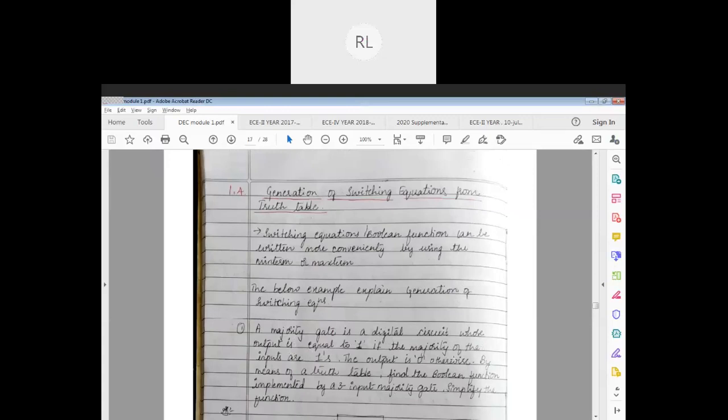Which states, a majority gate is a digital circuit whose output is equal to 1 if the majority of the inputs are 1. So you're getting it, right? If, say, we have three inputs x, y, and z, and x and y are 1, so out of 3, if 2 are high, then I'm going to give the output function as 1.